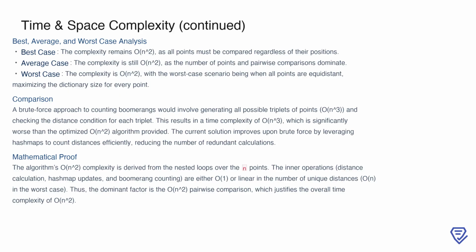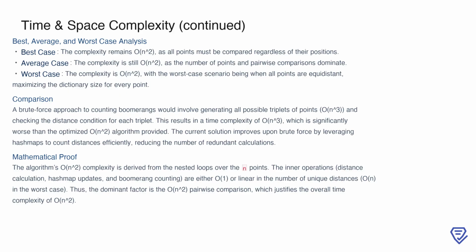Finally, let's analyze the algorithm across different scenarios. Regardless of the arrangement of the points, the time complexity remains O(n^2) in the best, average, and worst cases because the algorithm must compare every pair of points. The worst-case scenario occurs when all points are equidistant, which maximizes the size of the dictionary for each point, but this does not change the overall complexity.